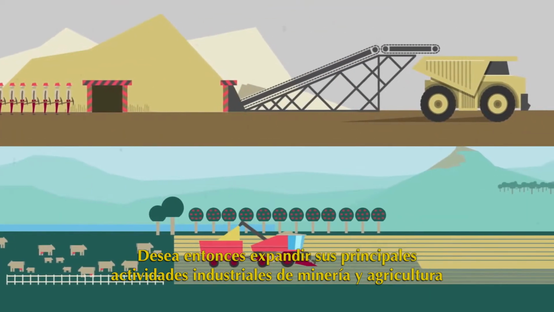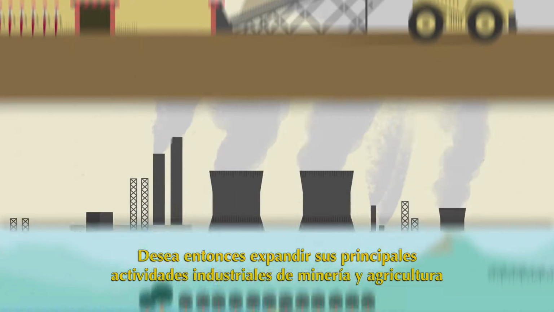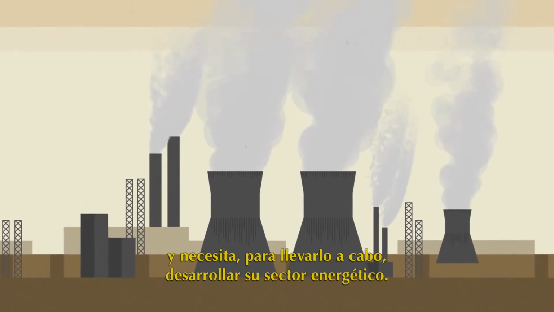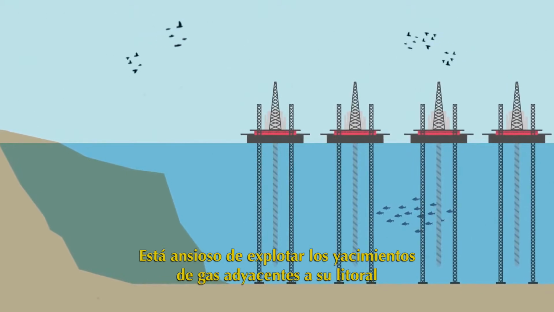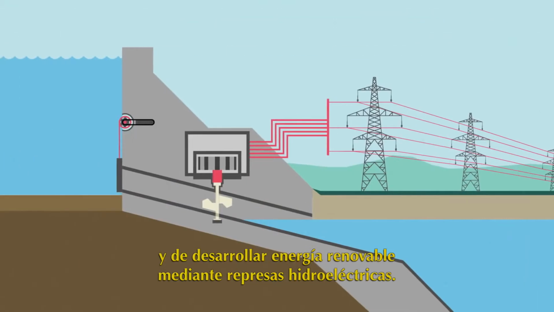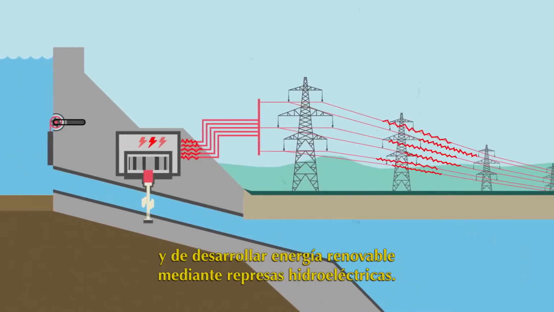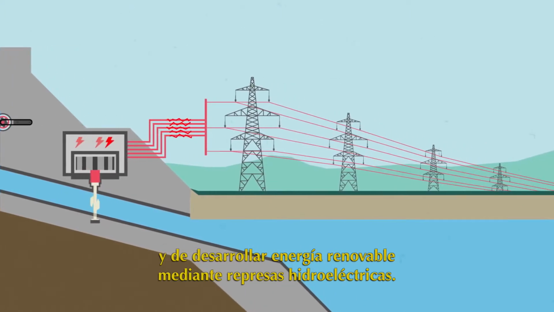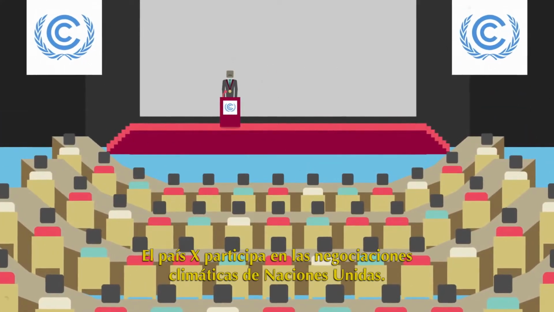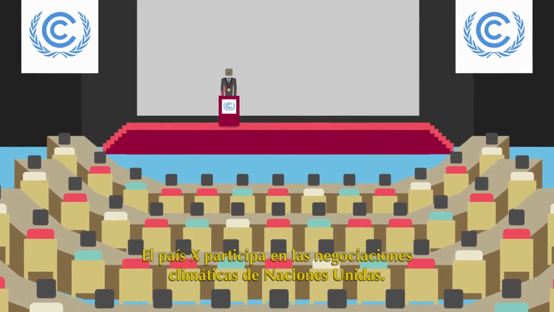It wants to expand its core industries of mining and agriculture and needs to develop its energy sector in order to do this. It is eager to exploit gas funds off its coast and develop renewable energy in the form of hydroelectric reserves. Country X participates in the UN climate negotiations.